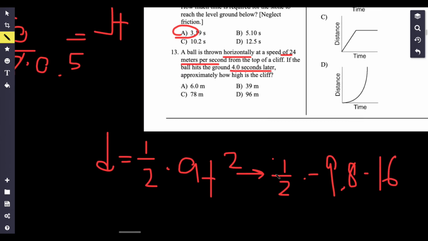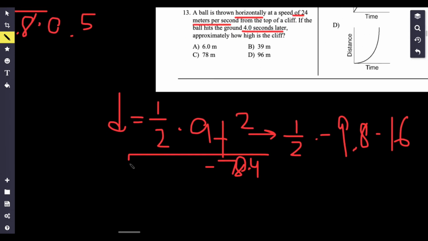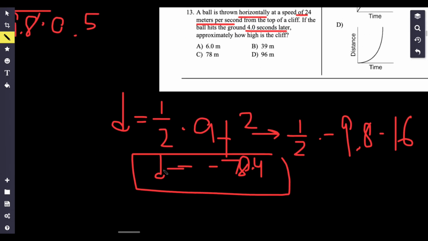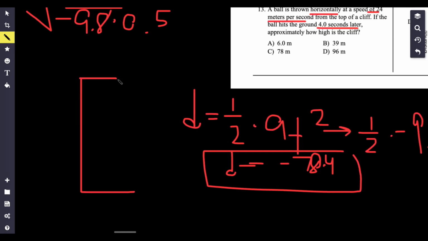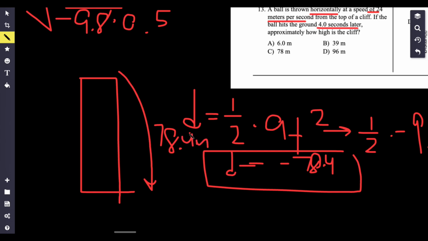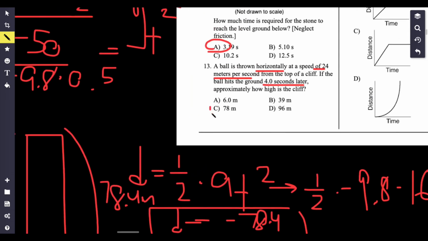That's going to be equal to 78.4, or negative 78.4 for our displacement. All this is saying is that for our building, when we throw the rock downwards, it's going to be traveling 78.4 meters downwards. And that means that the height of the building itself is 78.4, right? So number 13 would be answer choice C.